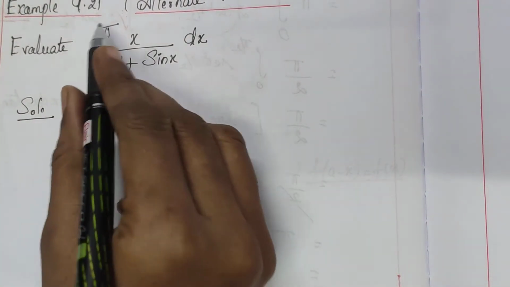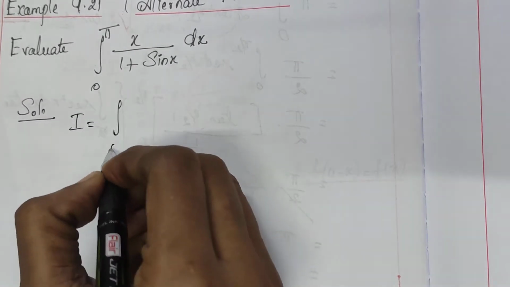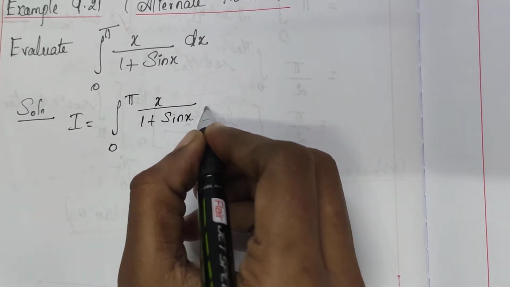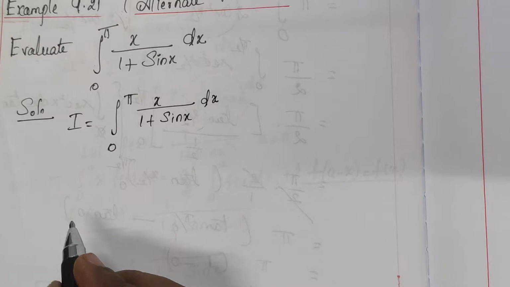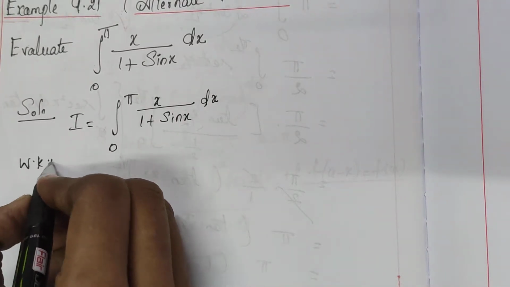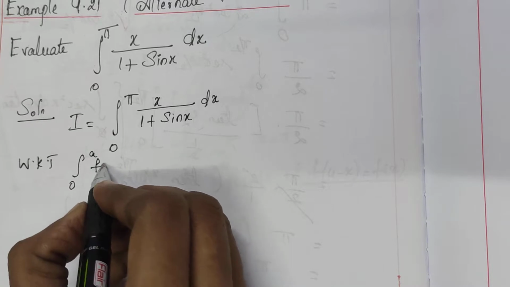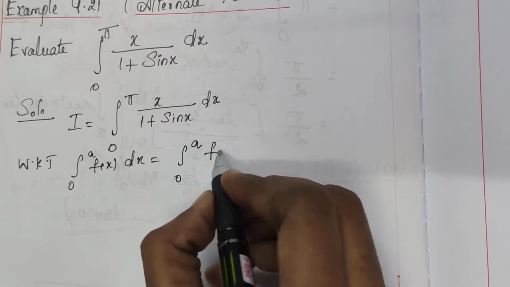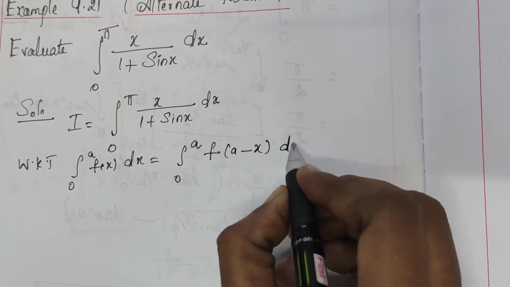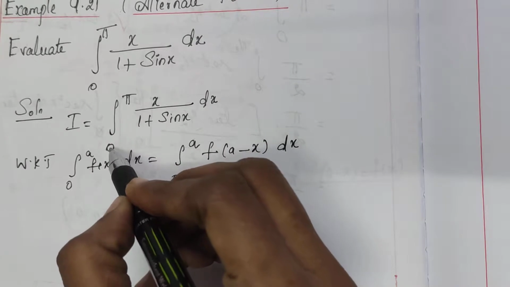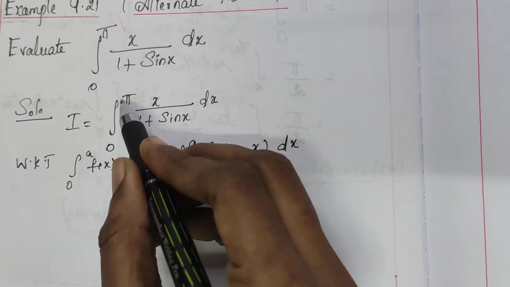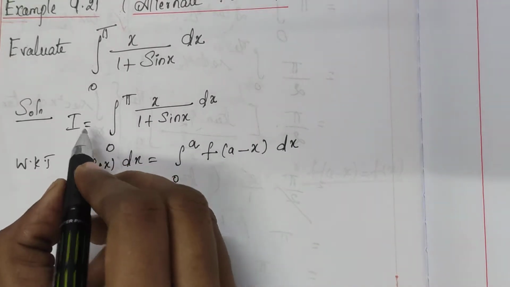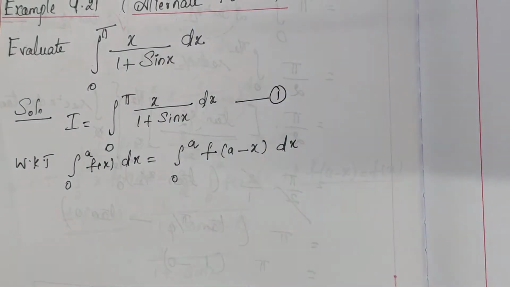First write the given question as I is equal to integral 0 to pi x by 1 plus sin x dx. We know one property: integral 0 to a f of x dx is equal to integral 0 to a f of a minus x dx. Look, the integral is of the form 0 to a. Here our a is pi. So the given question is equation number 1.